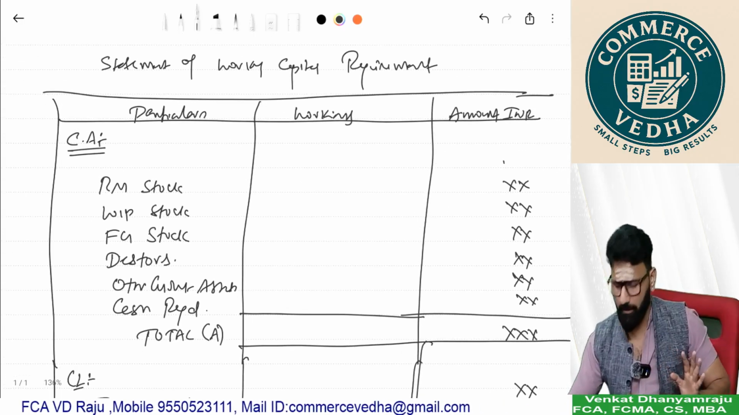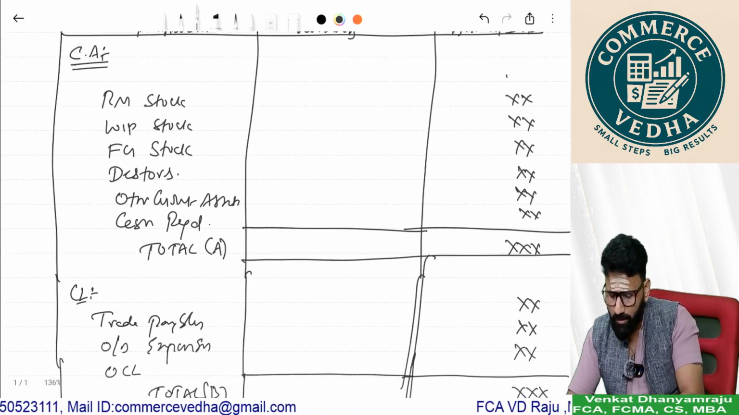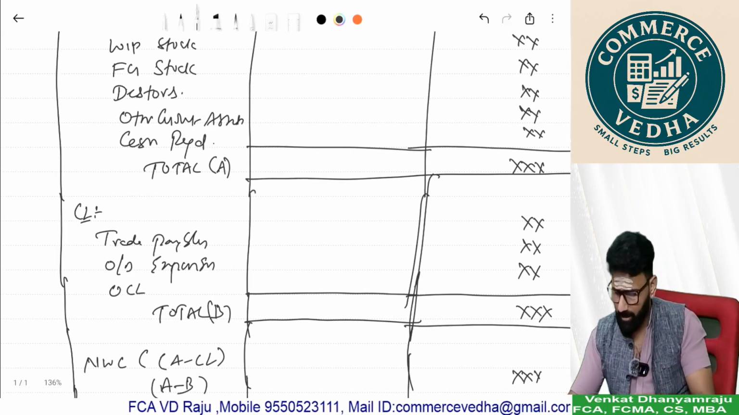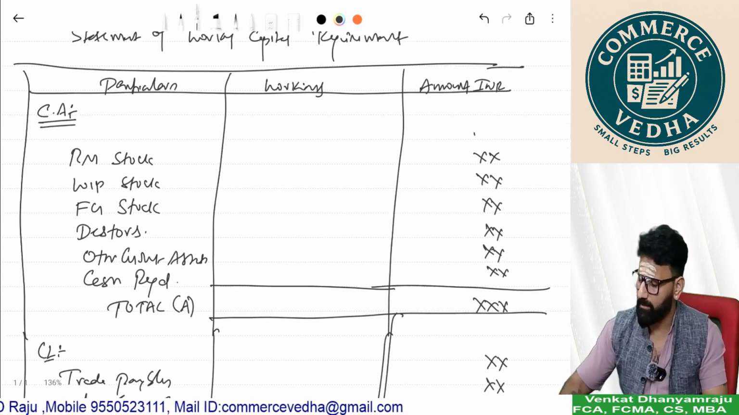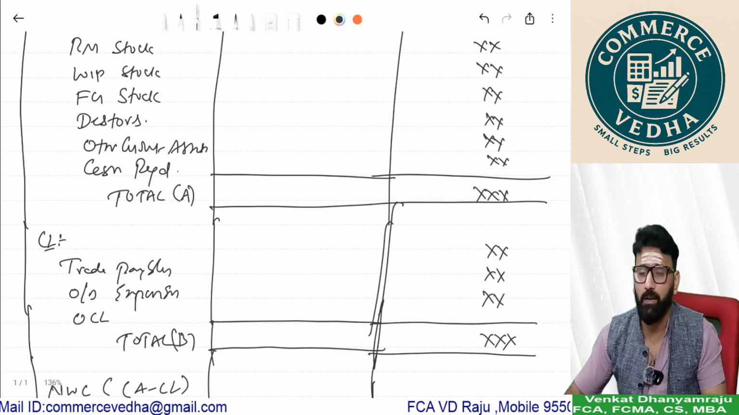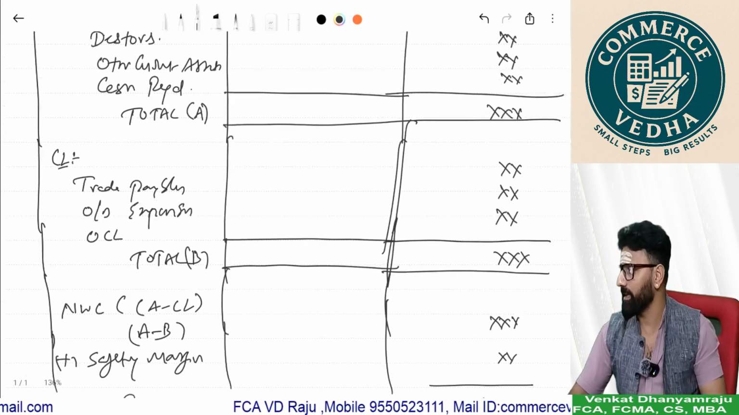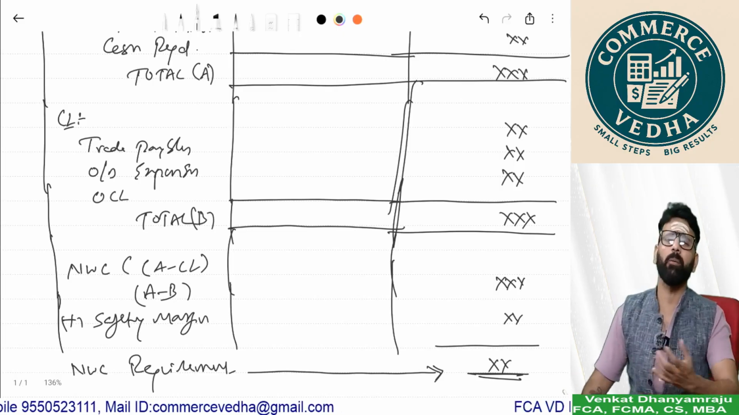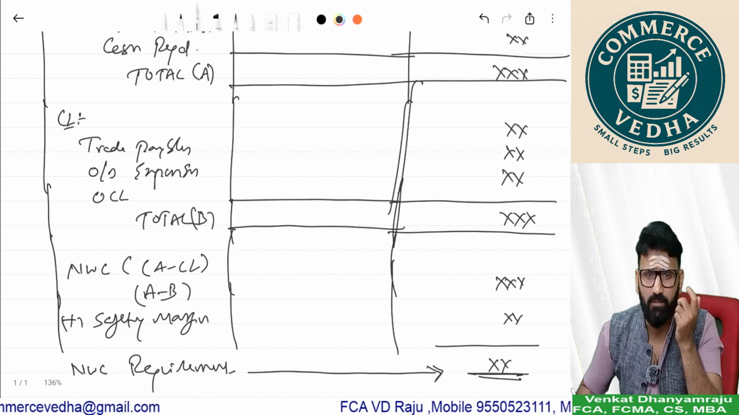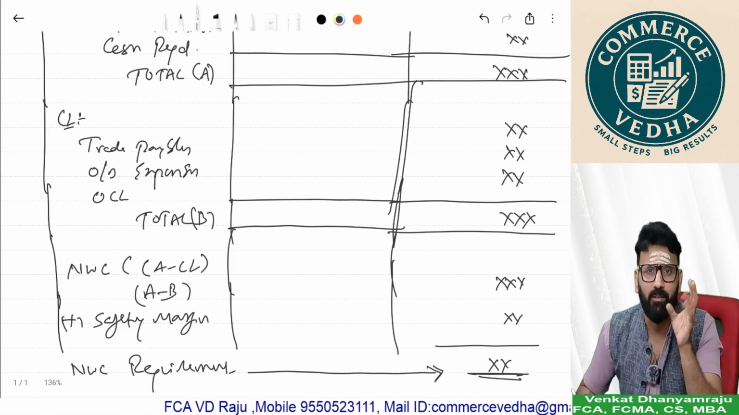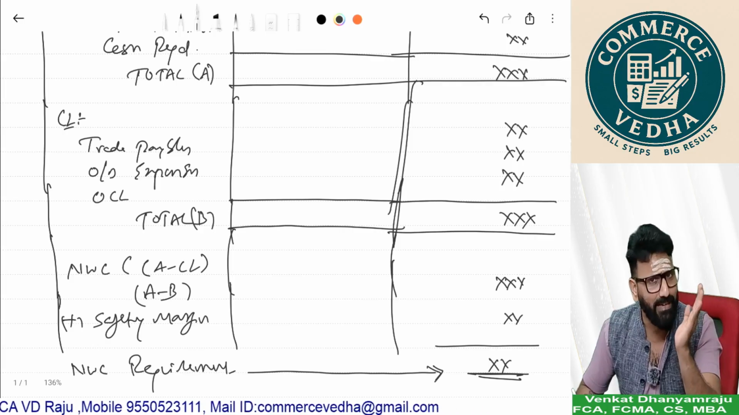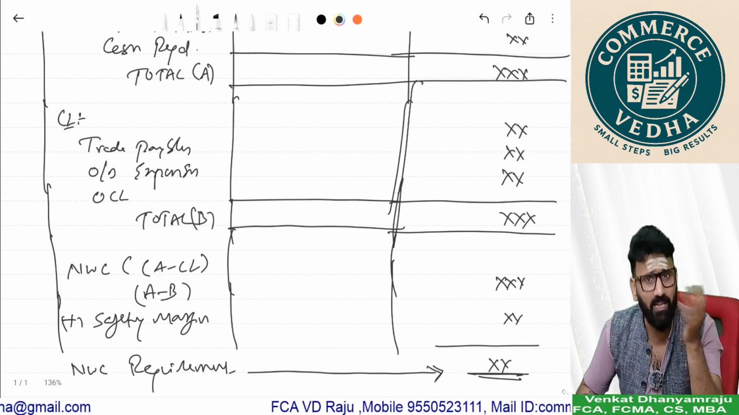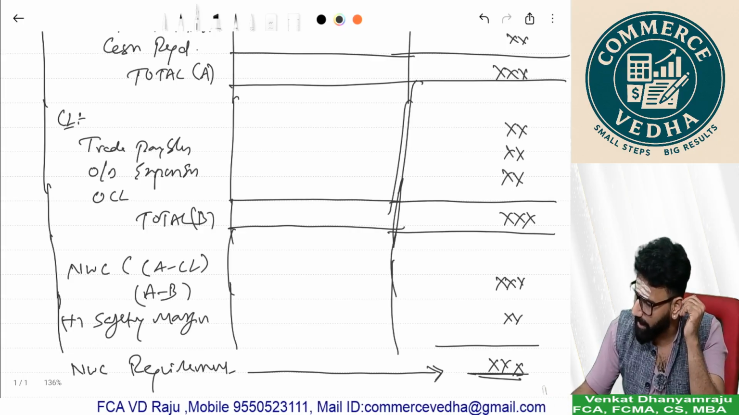The statement is simple. You should write down all the current assets, vertical format, total it, and then all the current liabilities, total it, and current assets minus current liabilities is your net working capital. To that net working capital we'll add safety margin. Generally the question says 20% of working capital requirement as a safety margin, 10%, 25%. It can't be more than 25, it will be between 10 to 25%. In the exam it will be given. I've seen many questions. So then this is your net working capital requirement.